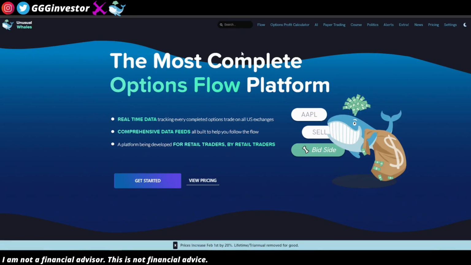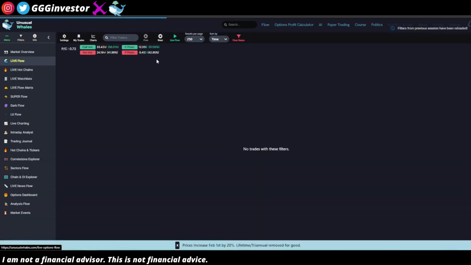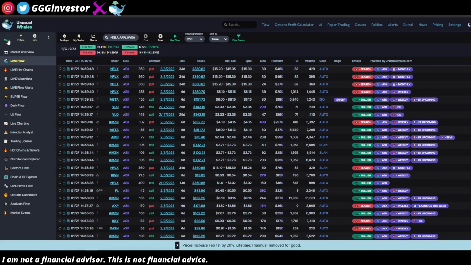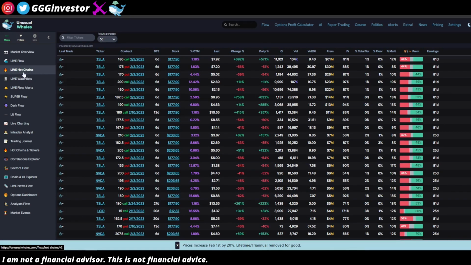So the first thing you want to do from the main page is click on flow. That's going to bring you to this page here, and this might be collapsed or expanded, but if it's collapsed, just expand it, and then you'll need to click on the menu, and this will bring up these categories. So from here, we'll be alternating from filters and menu, but the first thing you want to do is go to live hot chains. This is probably my new favorite place to live now.